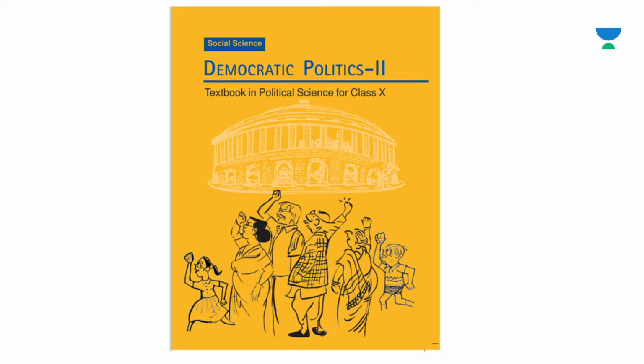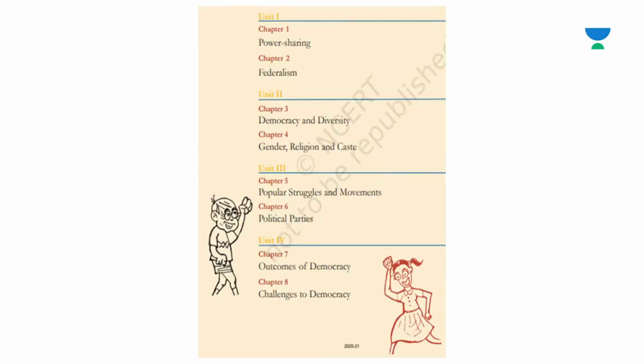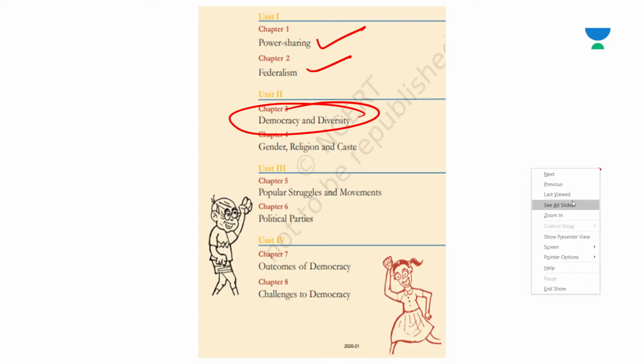In today's marathon session, we will continue with Democratic Politics 2 and our NCERT series part 2. So friends, in the earlier session, we discussed power sharing and federalism, and we have just started democracy and diversity. Now let's start the topic democracy and diversity.